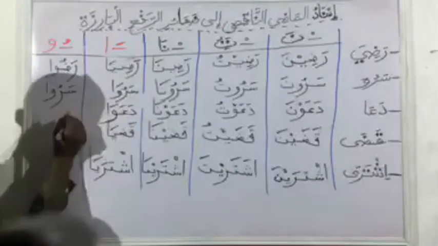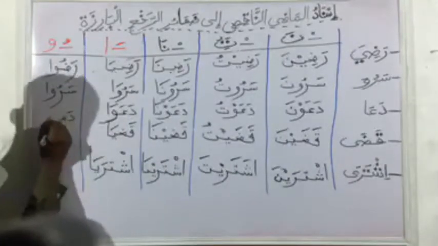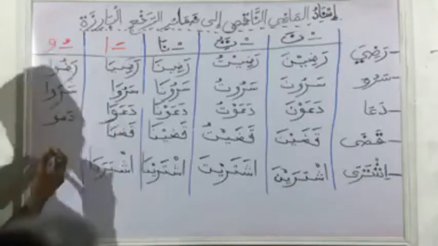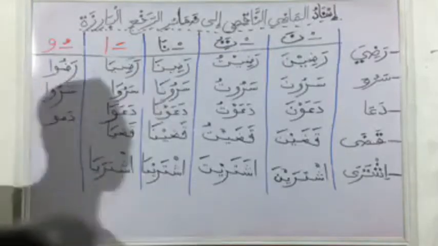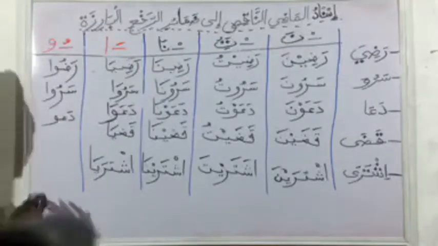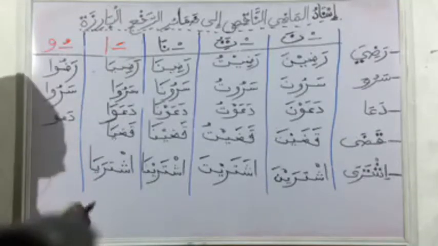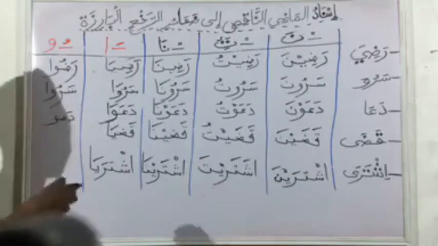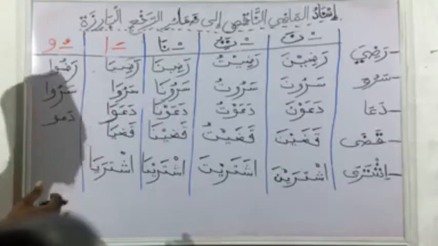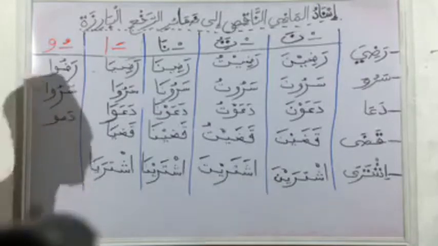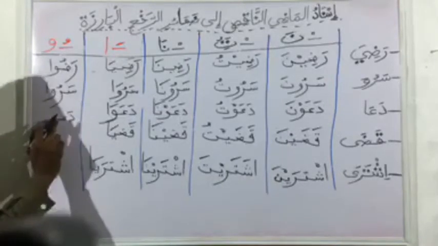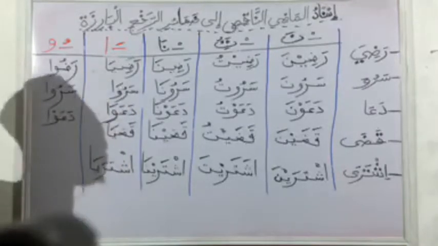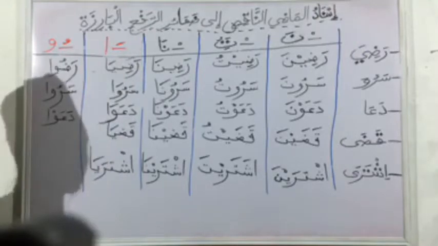So let me add here da. Now we want to add Wawu to it. Normally, Wawu Jama should force our ayin to take Doma, but it can't because this is a weak alphabet that is ending with alif. So the fatha that is preceding the weak alphabet would remain. The fatha on this ayn will remain.